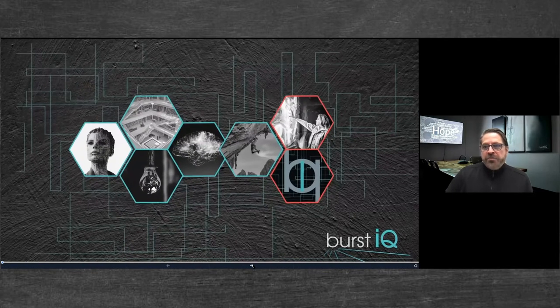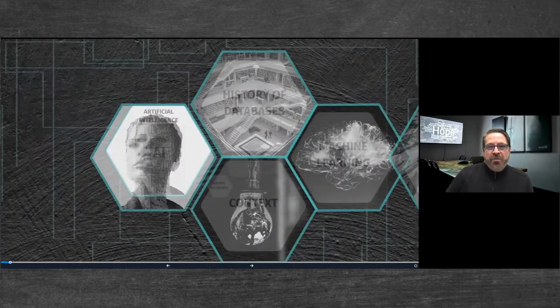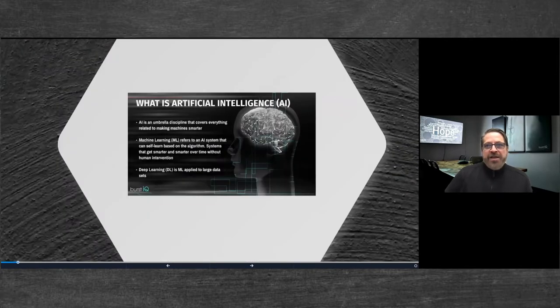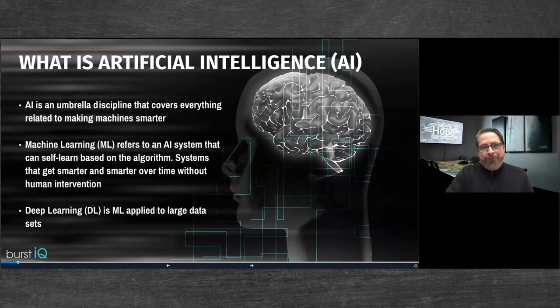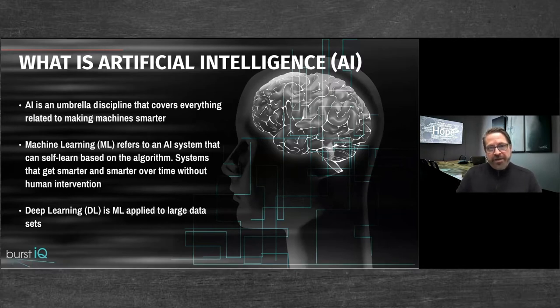First up on the list, we're going to talk about what is AI. AI itself is really this whole big topic. It's an umbrella discipline that covers everything related to making machines smarter. And there's a number of disciplines in this broader topic of AI. We're going to hit a number of them, all the way from edge-based AI all the way back to deep learning and what it means to do that.